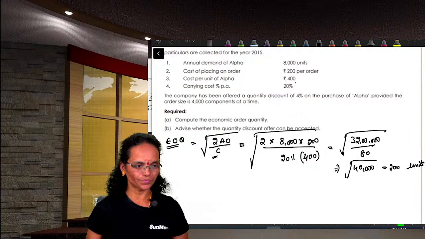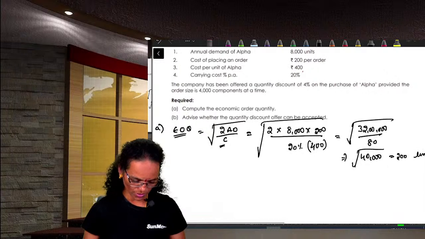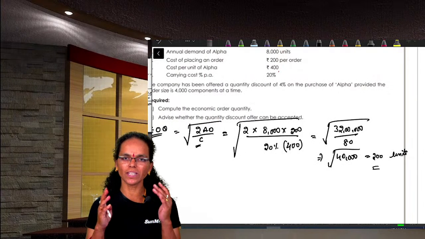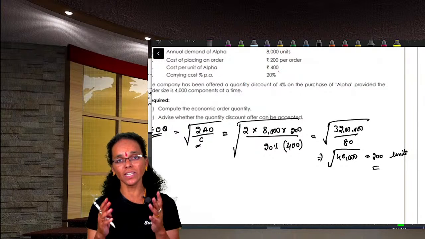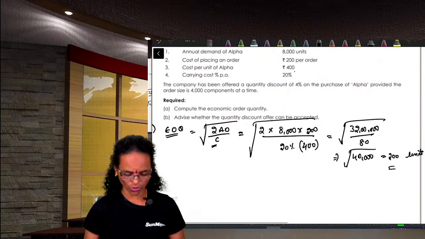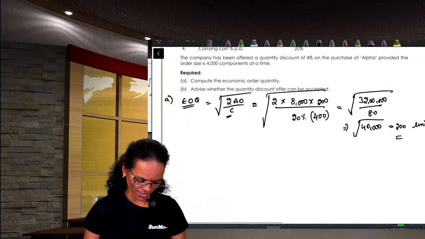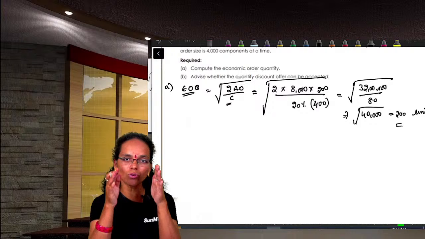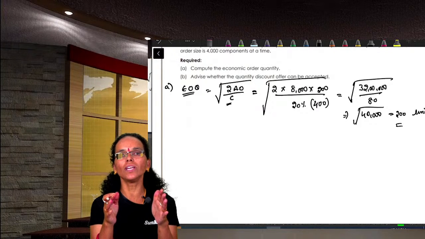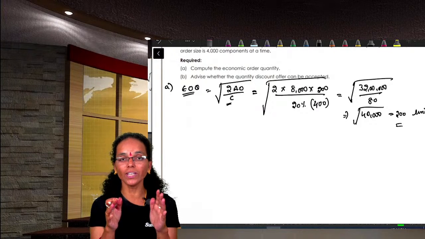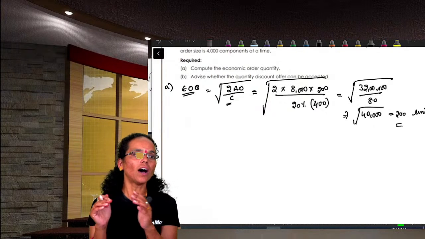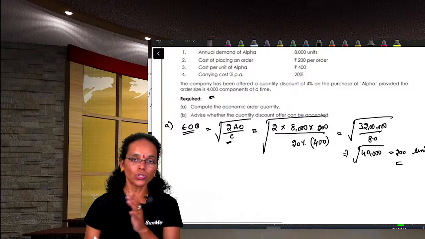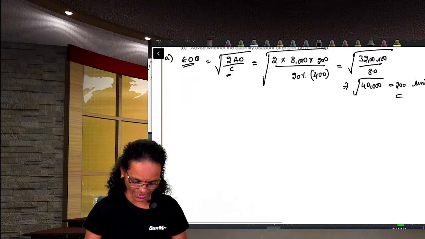200 units. So economic order quantity is 200 units, means we need to place a request for 200 units in a single go. That is what economic order quantity is saying. Now we will calculate what is the purchase cost when we are going at economic order quantity, or if we are going at a discounted price. So two simultaneously we will calculate.